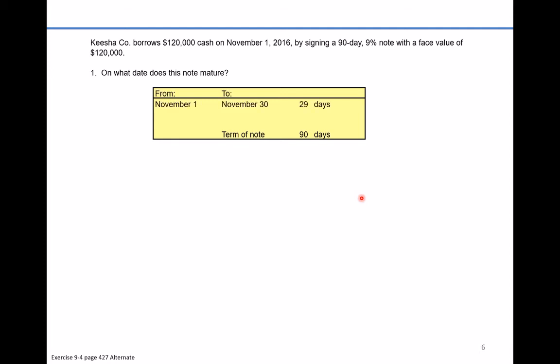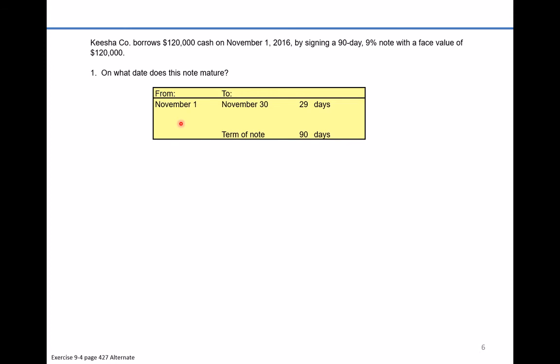So they took out the money. It says on November the 1st, 2016. We know there are 30 days in the month of November. Since they took that out on November the 1st, that's not counted. We count 1 day forward. So 1 full day forward from November the 1st to November the 2nd, doing that same math all throughout the month of November means that there were 29 days that the money was outstanding for the month of November. Okay, so that's part of the 90 days.